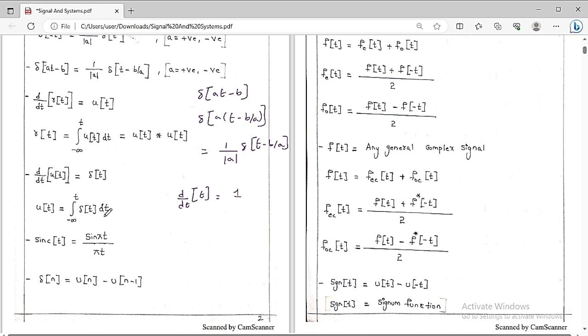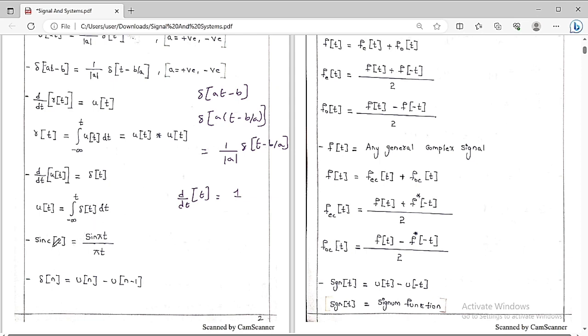So therefore we can say the impulse signal is a derivative of the step signal. Therefore, the step signal is the integration of the impulse signal. So listen carefully. The impulse signal is a derivative of the step signal, so the step signal is the integration of the impulse signal. So u of t is equal to the integration from minus infinity to t of delta of t dt. This point you always have to keep in your mind.